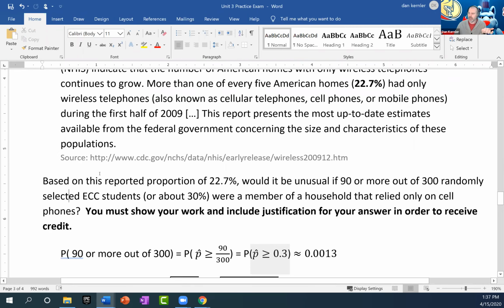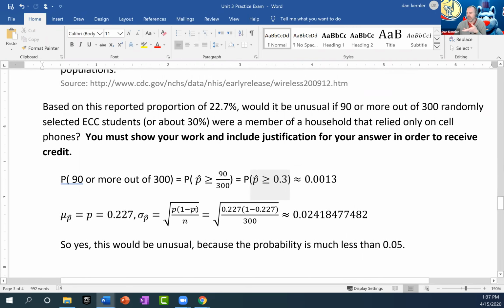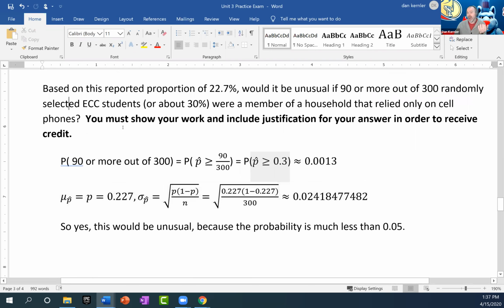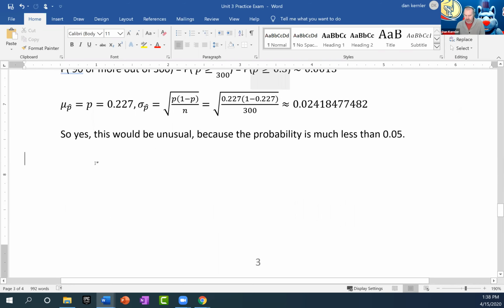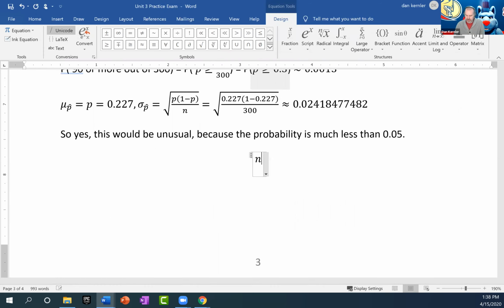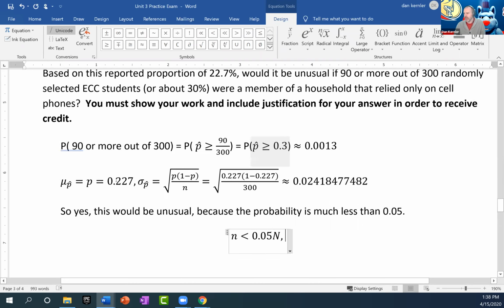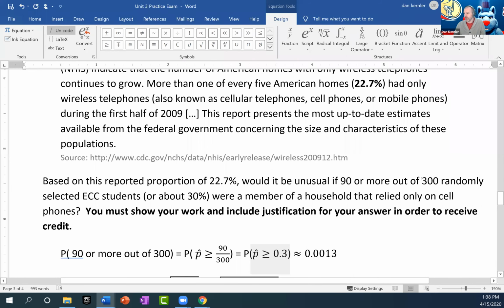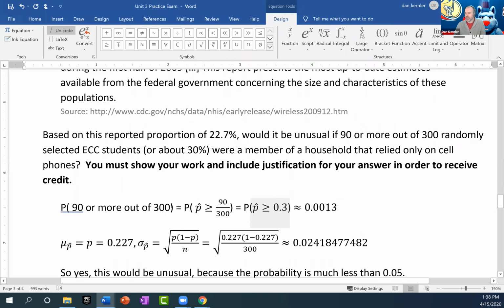I'm not going to ask you to determine if it's unusual if you can't do this probability question. But if we wanted to know, can I do a confidence interval, or is that p hat normally distributed? The key here is n has to be less than 5% of the population, which is almost always the case. Like here, the question is, are 300 randomly selected students less than 5% of all ECC students? I think we have about 10,000 students, and so 5% would be 500. So we're less than that.